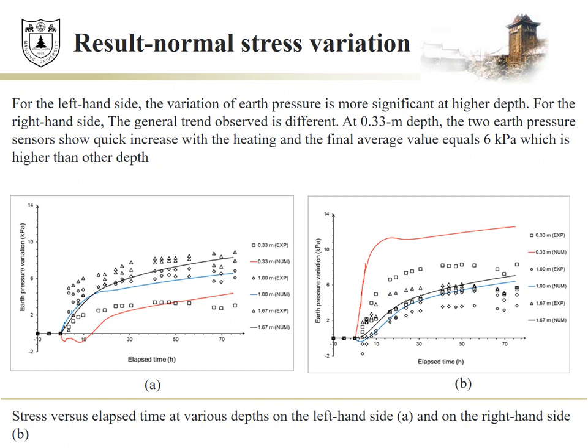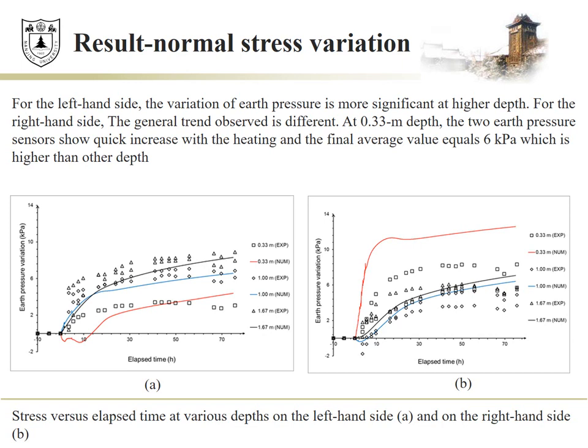This figure shows stress versus elapsed time at various steps on the left-hand side and on the right-hand side. For the left-hand side, the variation of earth pressure is more significant at higher depths. For the right-hand side, the general trend observed is different. At a 0.33 meter depth, the two earth pressure sensors show quick increase with the heating, and the final average value equals 6 kilopascal, which is higher than other depths.